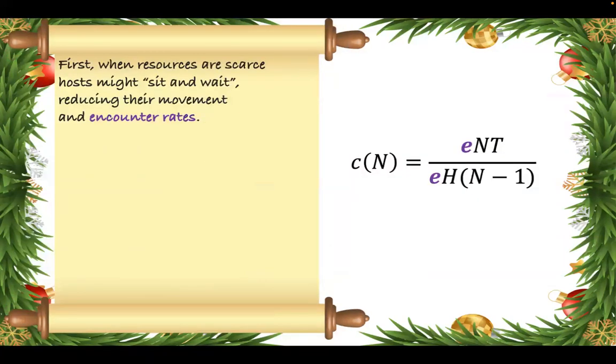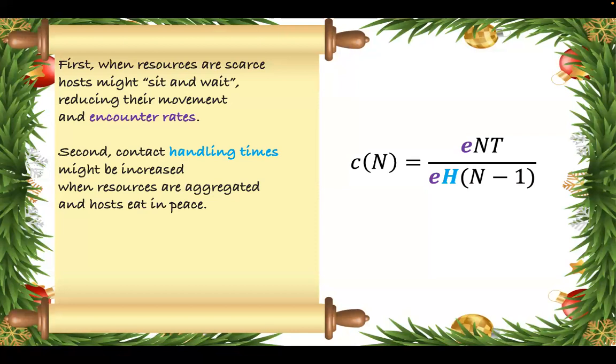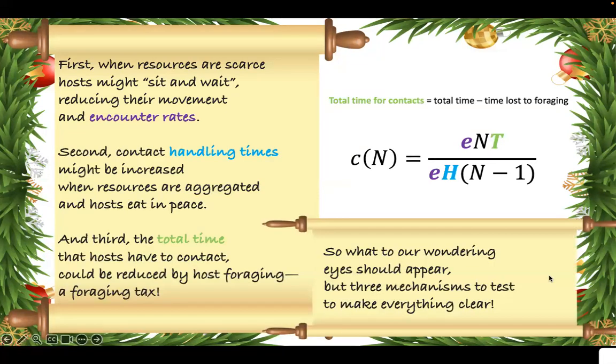First, when resources are scarce, hosts might sit and wait, reducing their movement and encounter rates. Second, contact handling times might be increased when resources are aggregated and hosts eat in peace. And third, the total time that hosts have to contact could be reduced by host foraging, a foraging tax.